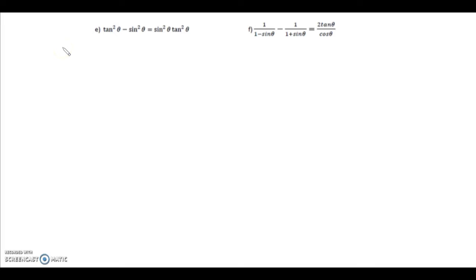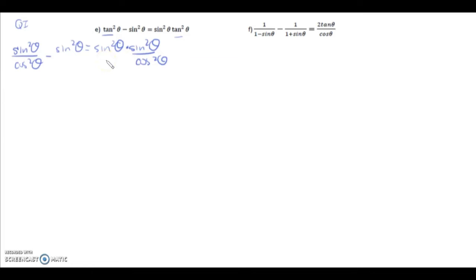Okay, for E, we have tan squared theta minus sine squared theta equals sine squared theta tan squared theta. So first what I'm going to do is get all these tans out of there. I'm going to sub in with the quotient identity. Okay, so I'm going to go ahead and sub in sine squared theta divided by cos squared theta. Okay, and then that's still going to be minus sine squared theta equals, and then on the right I'm going to write sine squared theta times sine squared theta over cos squared theta.